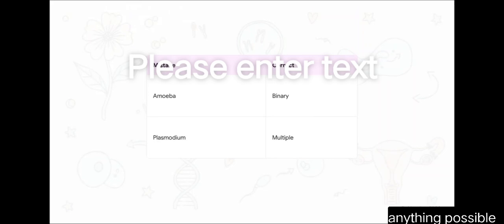The correct concept? Amoeba uses binary fission, bi meaning 2, so it splits into exactly 2. But Plasmodium, which is the malaria parasite, uses multiple fission, meaning it splits into many, many daughter cells simultaneously. Don't lose easy points on this.